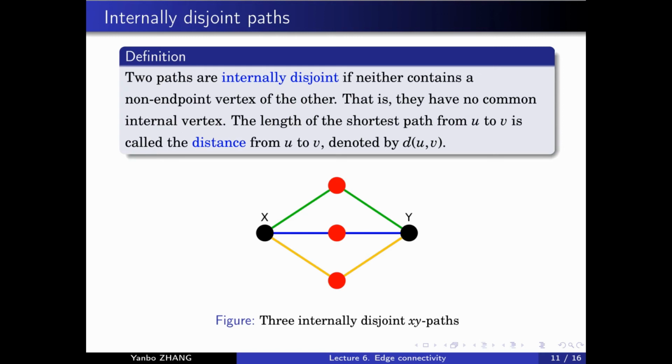Now we turn to another theorem given by Whitney. We need this definition: internally disjoint paths. Two paths are internally disjoint if neither contains a non-endpoint vertex of the other. That is, they do not share a common internal vertex. The graph below shows 3 internally disjoint x,y-paths.